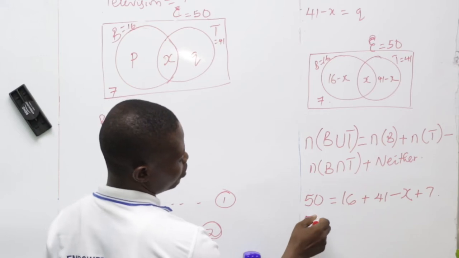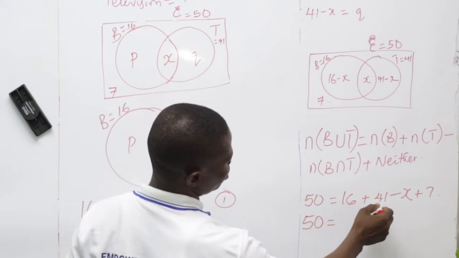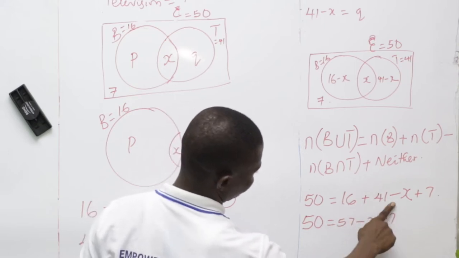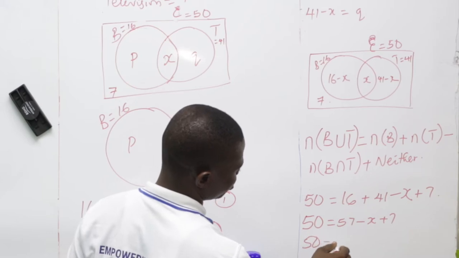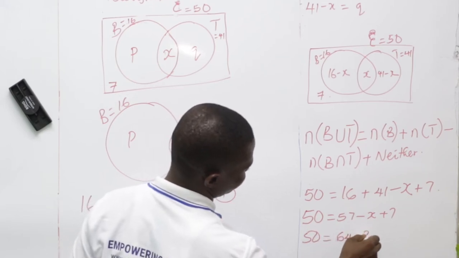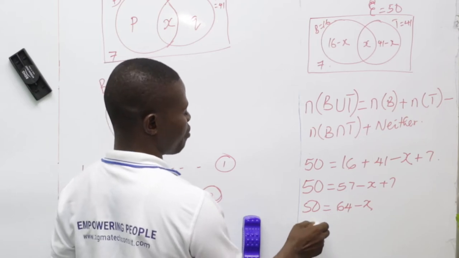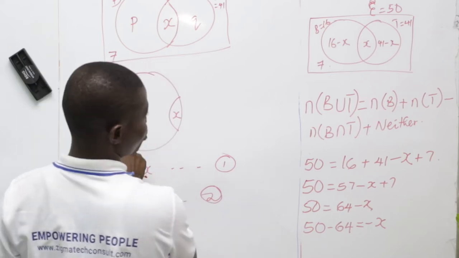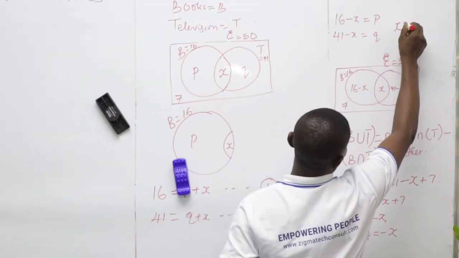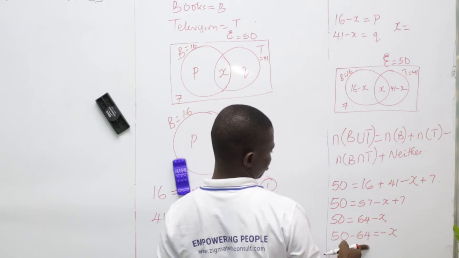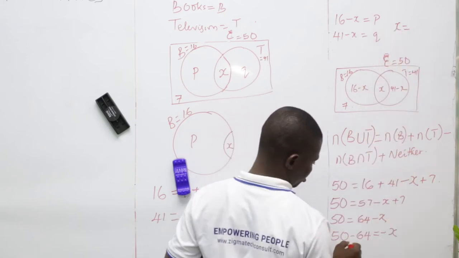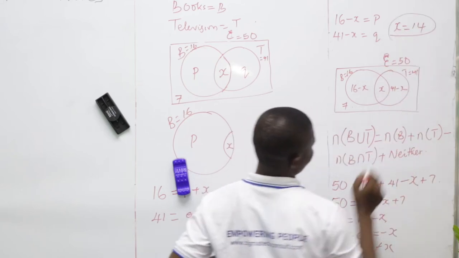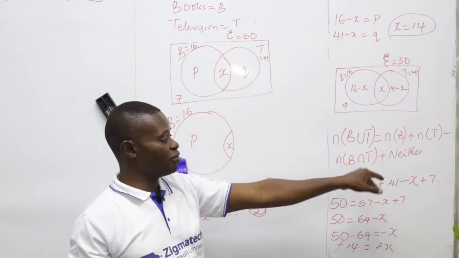So what do you have? 50 equals 16 plus 41, that is 57, minus S plus 7. To give us 50 equals 64 minus X. When I collect like terms, I will have 50 minus 64 equals minus X. To finish my solution here, I will now have S equals what? Minus 14 equals minus S. Minus will cancel minus, to give me S as 14. This is another method of doing it.